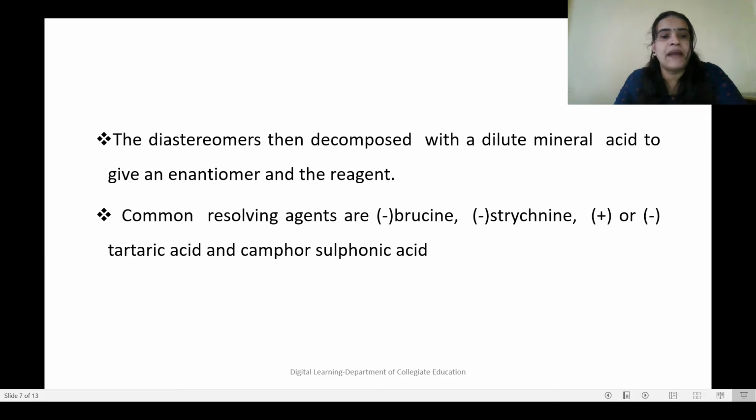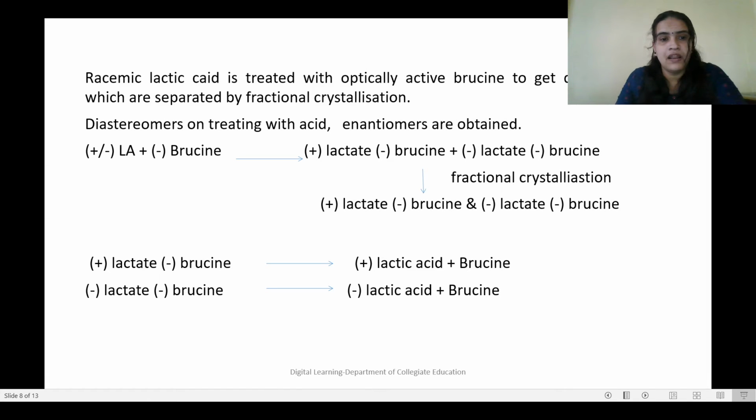The common resolving agents which we use for converting the racemic mixture into diastereomers are minus brucine, minus strychnine, plus or minus tartaric acid, and camphor sulfonic acid. As an example, how can we separate the racemic mixture of lactic acid? You know, racemic mixture is plus minus lactic acid, which we have to convert first into the diastereomer by combining with the resolving agent, that is minus brucine.